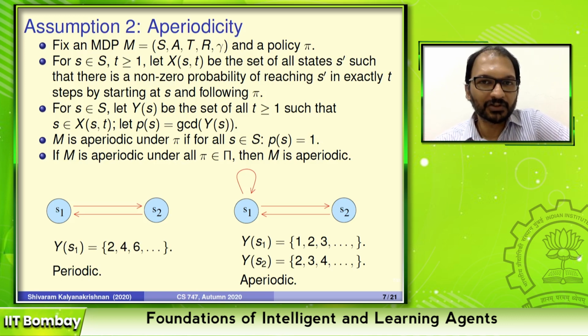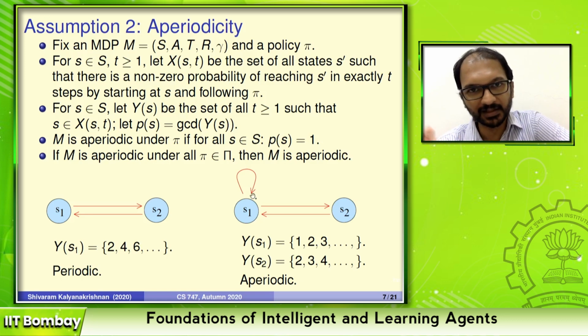What's going on with the MDP on the right? You'll notice for S1, the number of time steps after which you can come back with non-zero probability is 1, 2, 3, 4. So you can come back in 1 step because of the self loop, 2 steps, 3 steps. Sometimes you can go to S2 and come back, but otherwise because of the self loop, you can just sort of stay put.